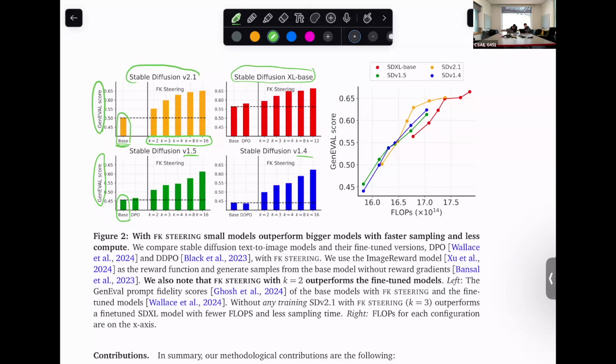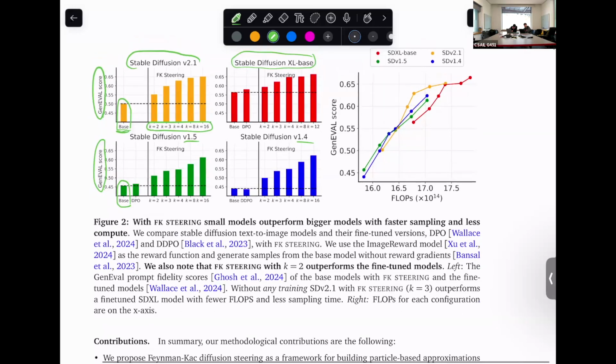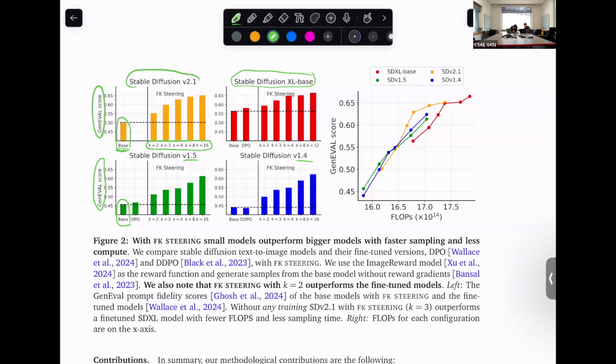Okie dokie. So intuitively, it should get better as you go up. And then they also have this neat comparison here with DPO. So what does that mean? This fine tuning of the model.